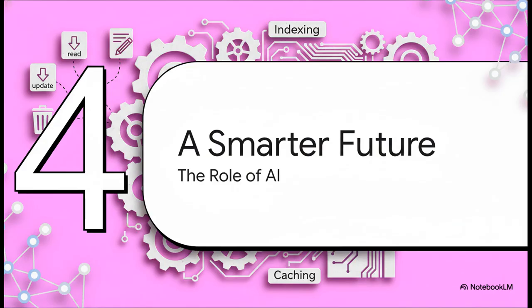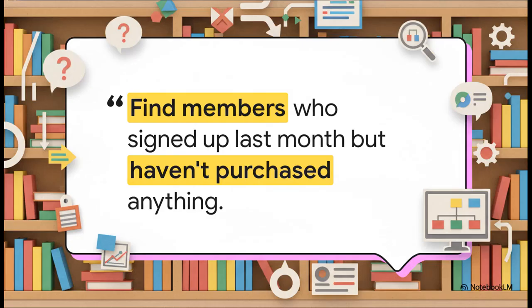Okay, so we've got our 4 actions, CRUD, and we've got our 2 speed tricks, indexing and caching. But what's next? Well, things are about to get a whole lot smarter. Imagine walking up to our librarian and asking a really specific, complicated question. Something like, hey, can you find me all the books by authors from California that were added to the library last month? In the past, you'd need a computer programmer to write a bunch of complicated code to get an answer like that. A computer just couldn't understand plain English.